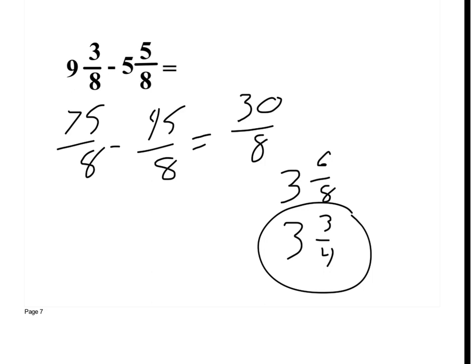You can do it the other way, where you borrow and make this 8 and make this 11 over 8. Okay, 11 minus 5 is 6. So you have 6 eighths, and then 8 minus 5 is 3. Right? So you can get the exact same answer, but I think there's less room for mistakes if you make improper fractions, since you've been doing that for a week now.